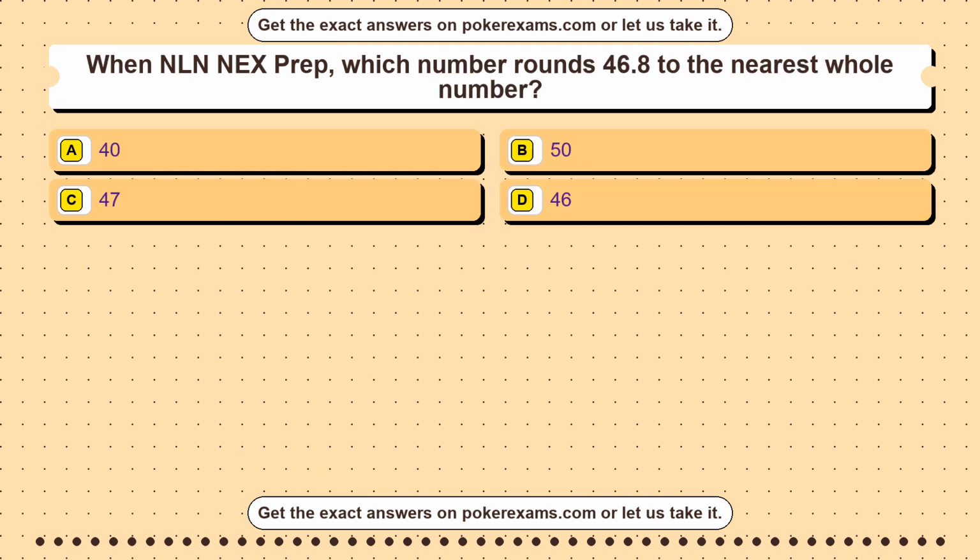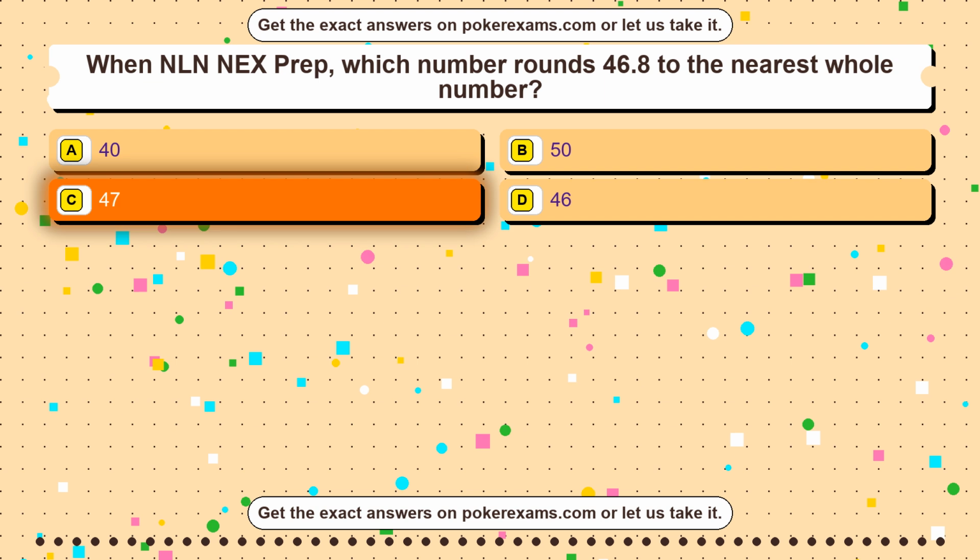Question 19. When NLN NEX Prep, which number rounds 46.8 to the nearest whole number? Option A, 40. Option B, 50. Option C, 47. Option D, 46.